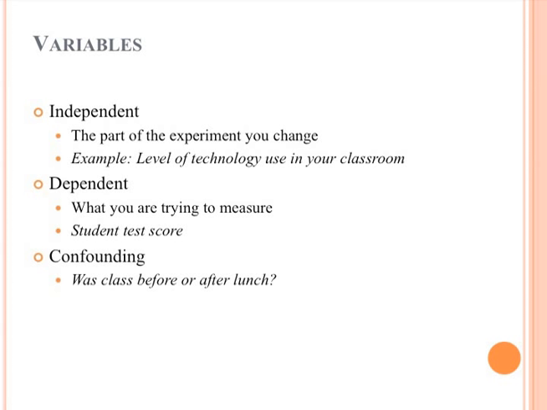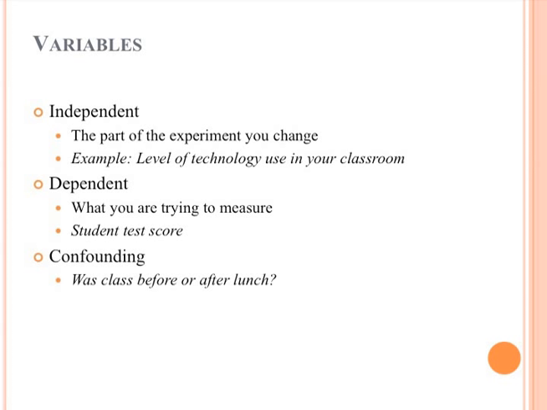We'll refer to the data that you collect as a variable. Variables can be independent, or dependent, or confounding. The independent variable is the part of the experiment that you plan to change. For example, you vary the amount of technology you use in the classroom to see how that affects your student test scores. Your independent variable is the level of technology use, and then your dependent variable would be the test scores. Confounding variables are anything that affect the experiment that you need to control for beforehand.